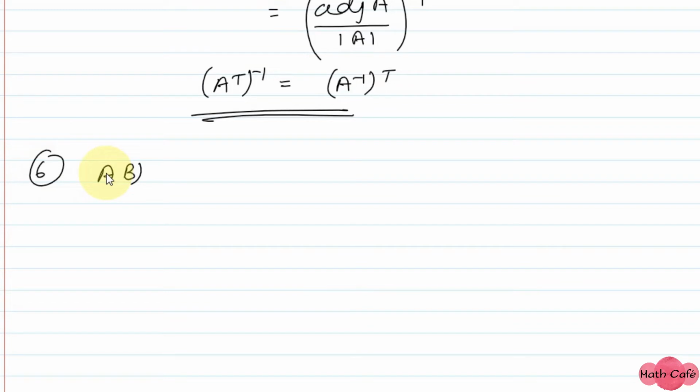Let's see the next property, which is property number 6. So AB inverse will be equal to B inverse A inverse. Actually we will put the inverse from the back side, so B inverse multiplied by A inverse. Alright, so let's say property number 7.